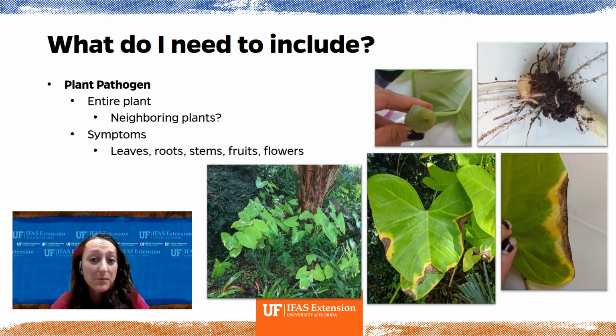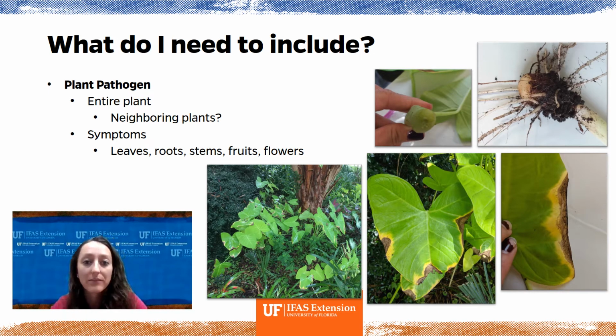So when you think you might have a potential plant pathogen on your plant that you're submitting for samples, there's some things you need to take pictures of. You want to get a picture of the entire plant, and this will give us an idea of what the plant is and what could potentially be a pathogen on this plant. And including neighboring plants in your picture can be important as well.